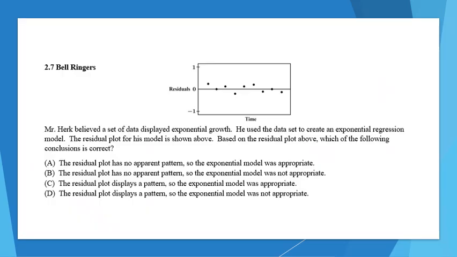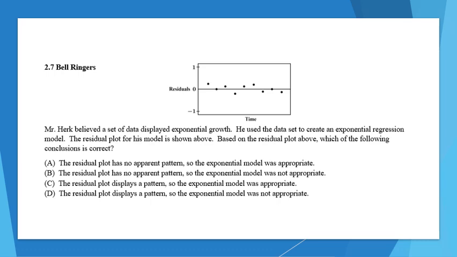All right, so here's the bell ringer for today. Pause the video if you haven't done this already because I'm about to go over the answer. Mr. Herc believed a set of data displayed exponential growth. He used the data set to create an exponential regression model in Desmos. The residual plot for his model is shown above. Based on the residual plot alone, which of the following conclusions is correct?